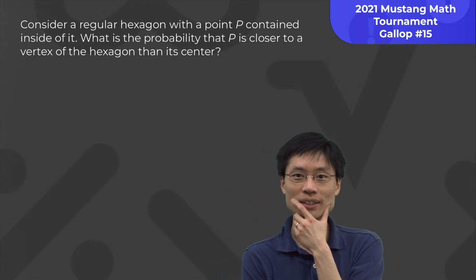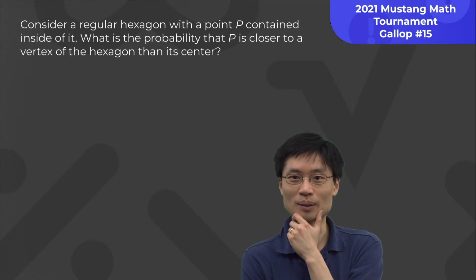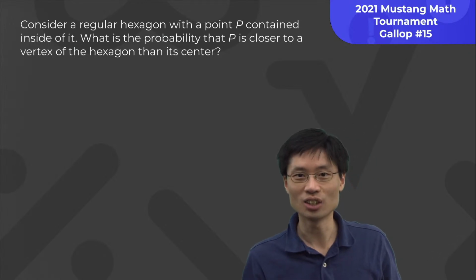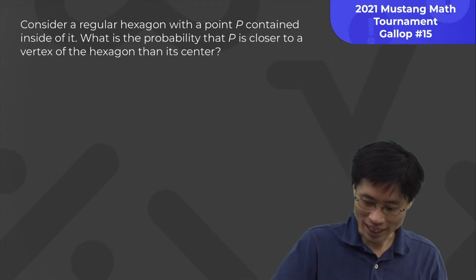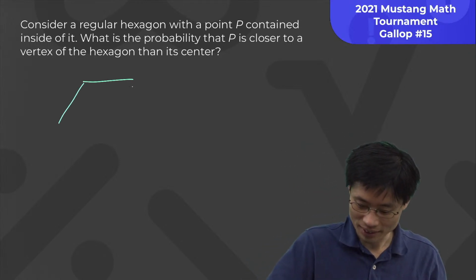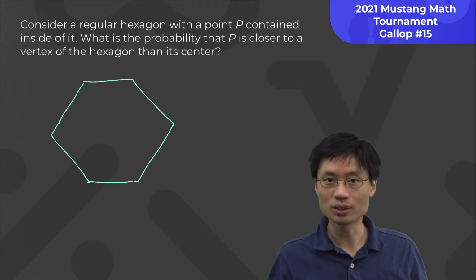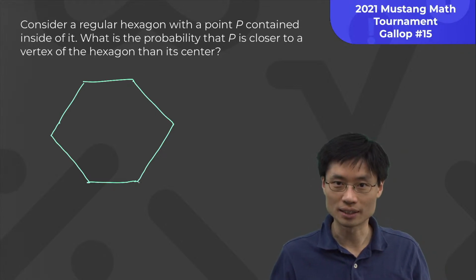So, okay, regular hexagon with a point P contained inside it. What's the probability that P is closer to a vertex of the hexagon than its center? Okay, so, right, regular hexagon. How to get closer to a vertex than its center.